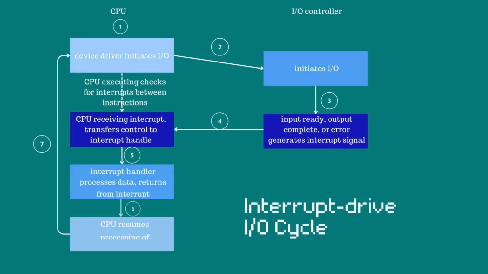We look at here. This is the interrupt driven input and output cycle. We see the first one is the device driver initiates input output. The third one is input ready, output complete or error generates an interrupt signal. The fourth one, the CPU receiving the interrupt transfers control to the interrupt handler. The fifth one, the interrupt handler processes data and returns from the interrupt. The sixth one is the CPU resumes processing of the interrupted task. And the last one, they go back to the device driver to initiate input and output.